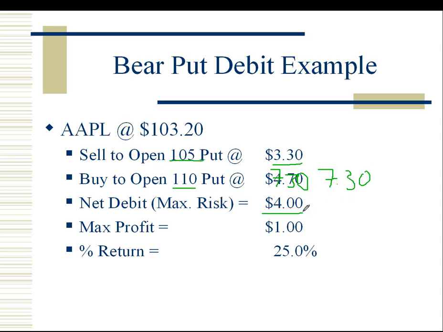So the net debit's true. We have $4 net debit to enter the position. And again, if the stock stays below 105, we can close out our two puts, get the $5 back, and that would be a max profit of $1. We paid 4 in, can potentially get 5 back. That's $1 or 25%.